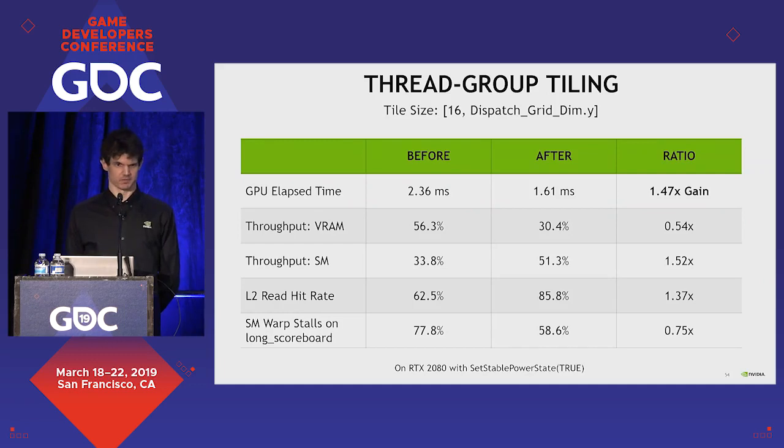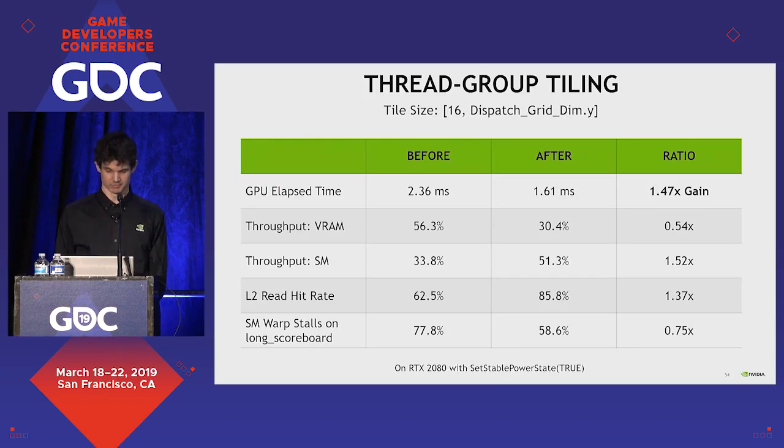With this, we got a 47% speedup on this denoiser compute shader. It's an actual real denoiser from this Battlefield 5 2K example. The VRAM throughput percentage got down, which is what we wanted, by about half. SM throughput got up by about almost the same as the performance increase, and the L2 read hit rate also got up by a huge amount. Now it's 86%, which is really, really great for L2 hit rate.